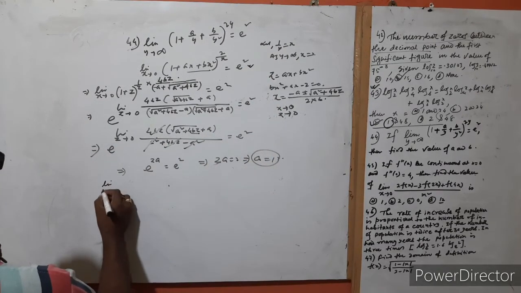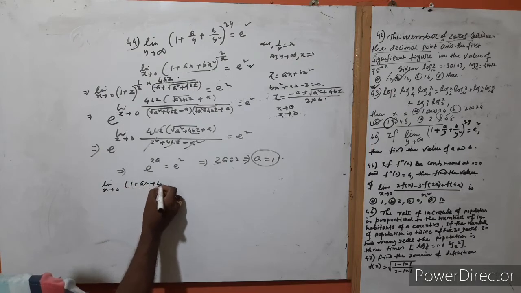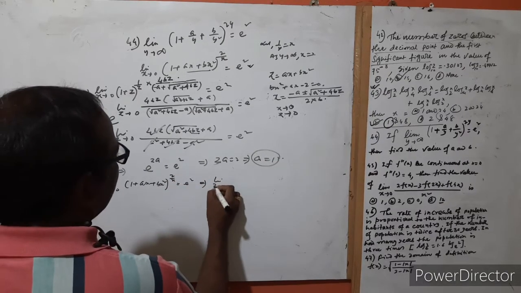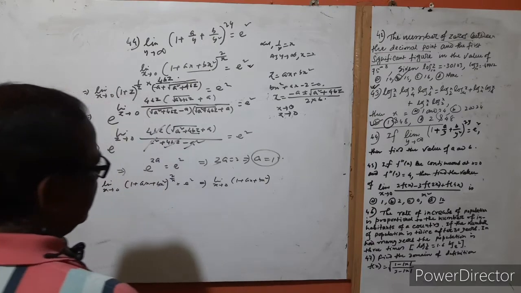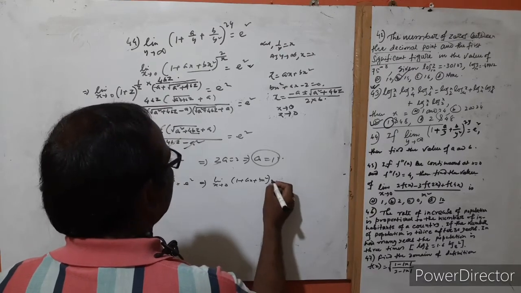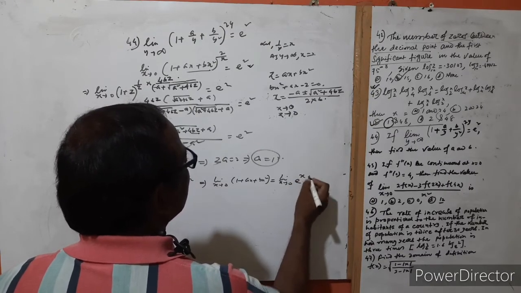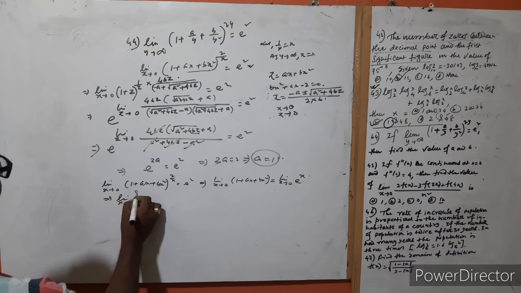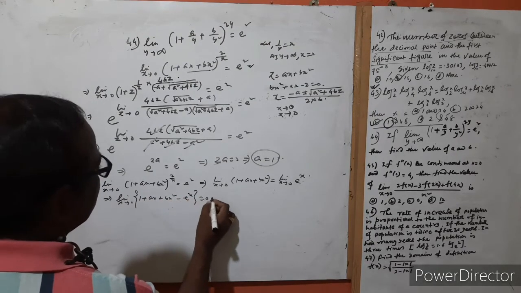So limit x tends to 0, 1 plus ax plus bx square, that is 2 by x is equal to e square. Now again we write here limit x tends to 0, 1 plus ax plus bx square, 2 are cancelled on both sides, and this you can also write as limit x tends to 0 e to the power x. So from that again we write here limit x tends to 0, 1 plus ax plus bx square minus e to the power x equal to 0.